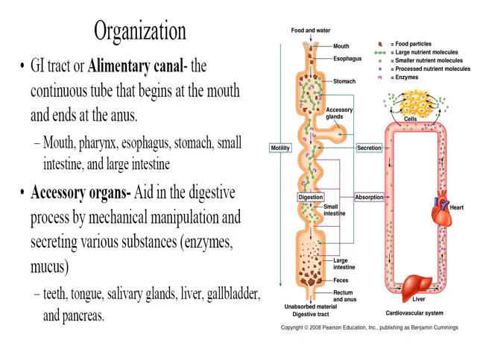So this is the organization of the alimentary canal that is continuous. It is a tube that begins at the mouth and includes the mouth, pharynx, esophagus, stomach, small intestine, and large intestine. And then you have the accessory organs that aid digestion, without which it would not be that helpful: the teeth, the tongue, the salivary glands, liver, gallbladder, and the pancreas. So this is the end of the slide.